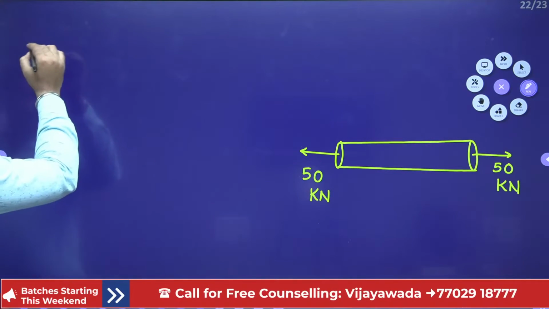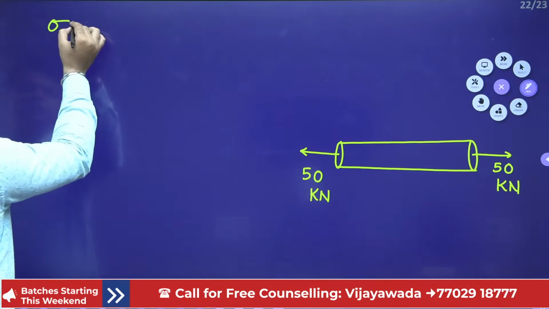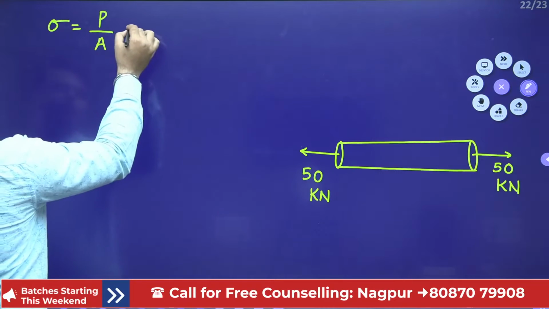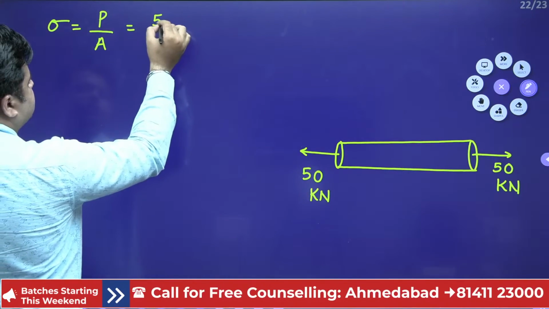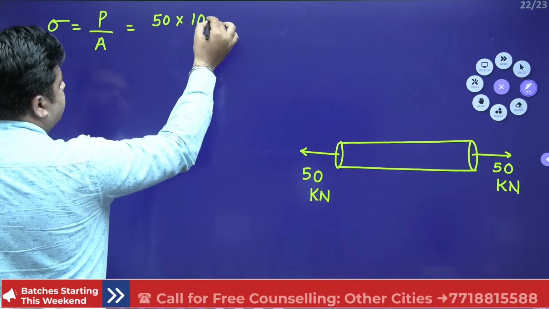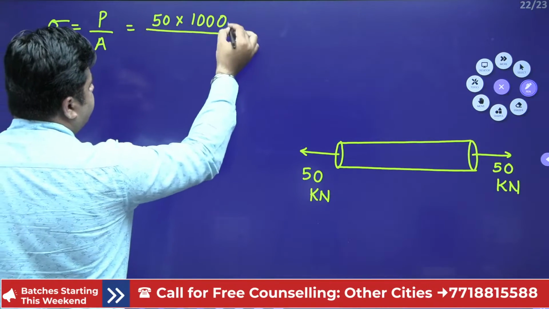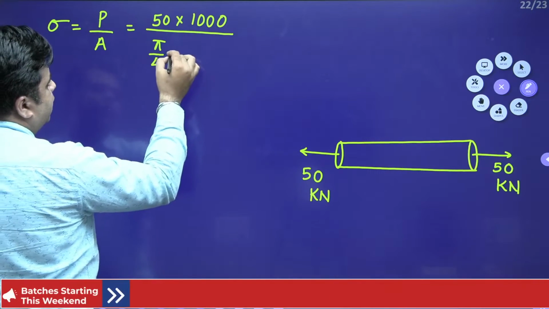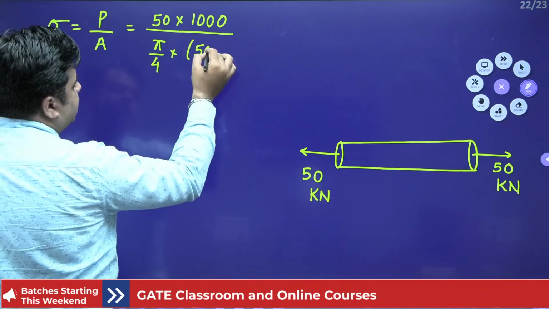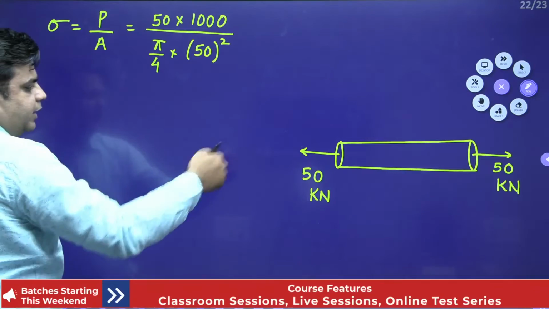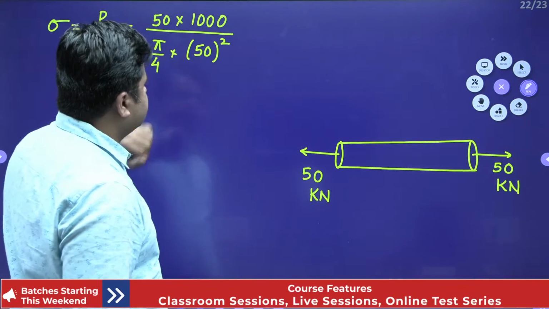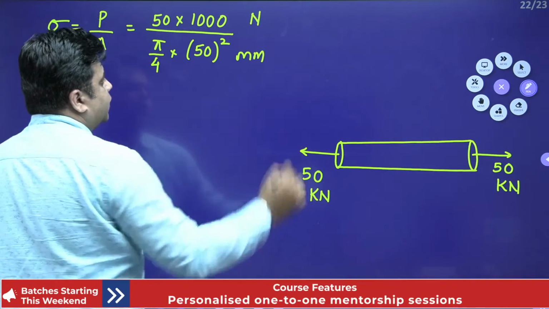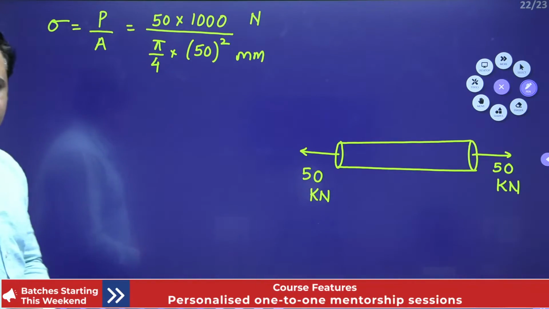So I'll just write down. I have to calculate stress, which is equal to load per unit area. Load is 50 kilonewton, so this is 50 into 1000 in Newton. And for area, this is pi by 4 into 50 square, because 50 is the diameter of the bar. This is in mm and this is in Newton. So this is the direct stress value I have.